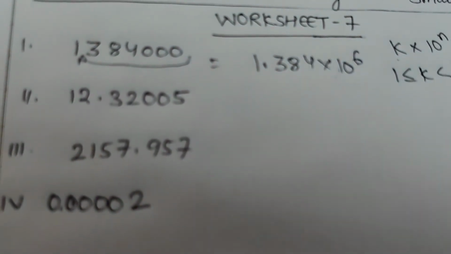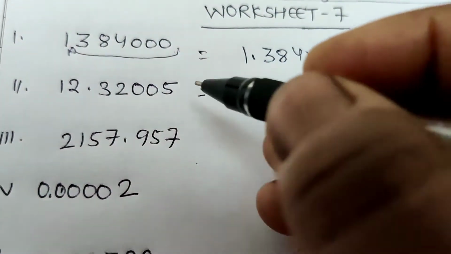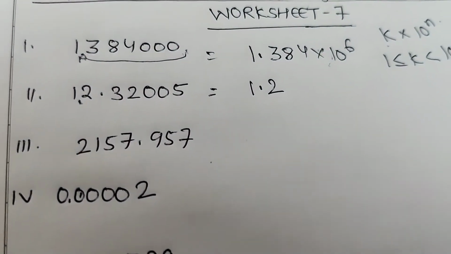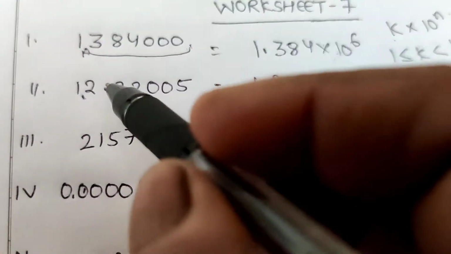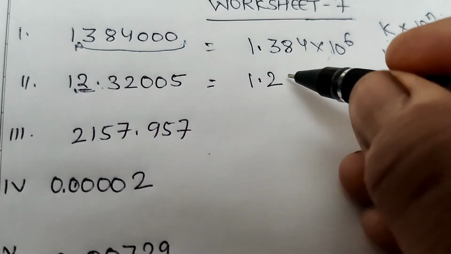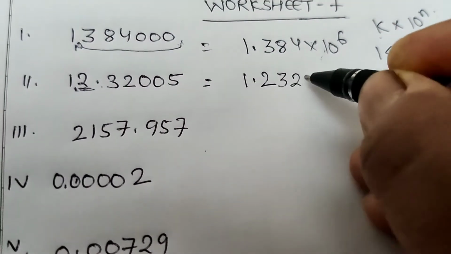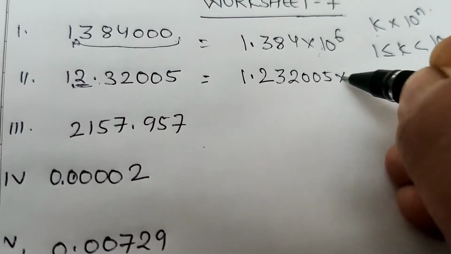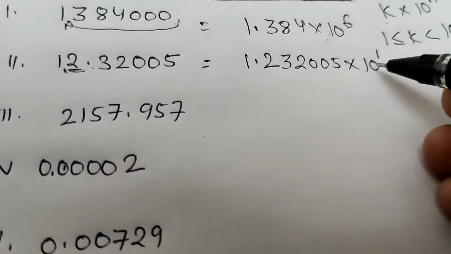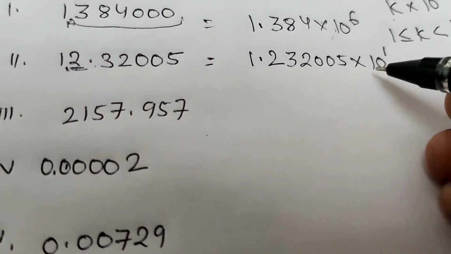12.32005. So 12.32005 means I put a decimal after 1, so the value of k is 1.2. The decimal displaces only one place. It means we can write 1.232005 into 10 raised to power 1. No need to write 1, only we can write 10.